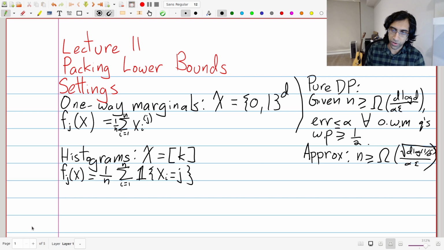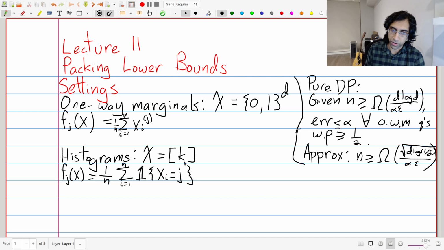So that is the bounds for one-way marginals. You can see that there's quite a big gap between these two. In particular, there's a square root d factor difference between them. So the question is whether this is an intrinsic gap, whether the pure DP problem is intrinsically harder than approx DP, or whether by being a more clever algorithm designer, we could actually get this d log d all the way down to this square root d log 1 over delta that we have here. And as we'll see later on in this lecture, the answer is in fact no. Roughly d over alpha epsilon is the best you can get.